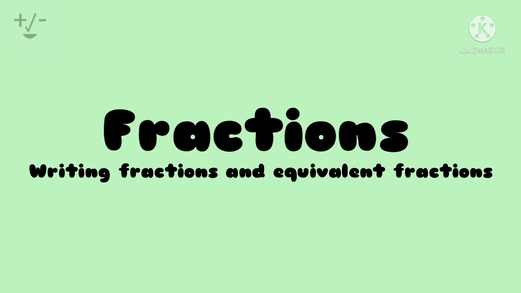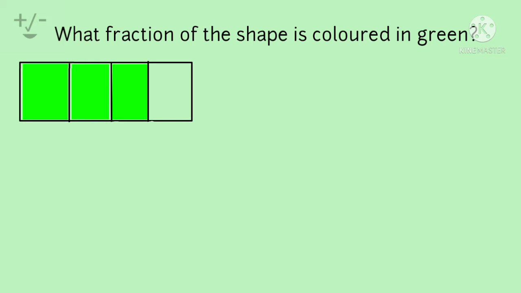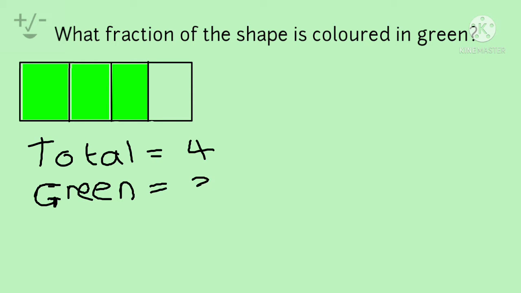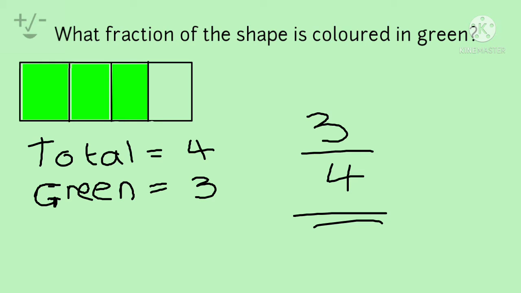Today we're going to be looking at writing fractions and equivalent fractions. Let's start by looking at the first question. What fraction of the shape is coloured in green? To work this out, we need to know how many boxes there are altogether in the shape. So totally there are 4 boxes, and out of the 4, 3 of them are green. So to write this as a fraction, we write 3 over 4, or 3/4.